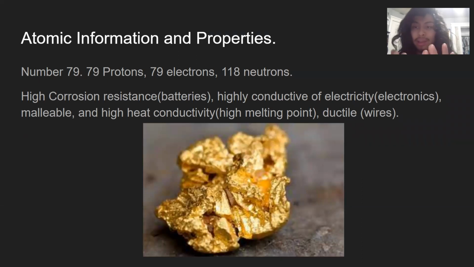And it has like really high ductility. It has a high heat conductivity, so it has a really high melting point. So that's really good for electronics because electronics have motors, and they tend to get pretty hot sometimes, especially if you leave them out in the sun. And some electronics just simply won't go out because they have that strong gold. But that depends on the quality of phone you might have.